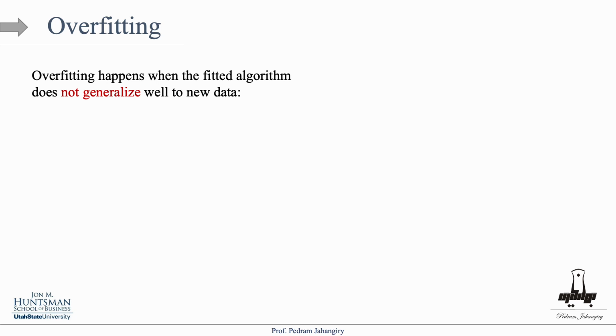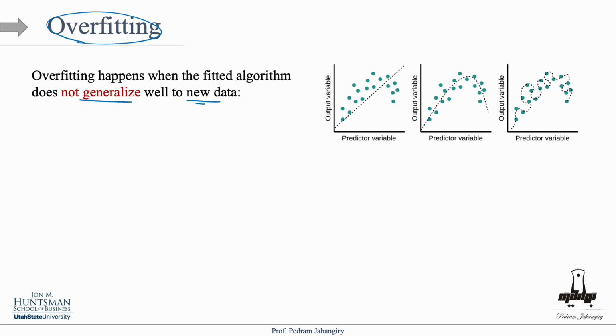Okay, now let's talk about the concepts of overfitting in machine learning. Overfitting happens when the fit algorithm does not generalize well to new data. Basically, it means that if you use another realization of the data, the model is not going to do a good job. Let's look at a bunch of examples.